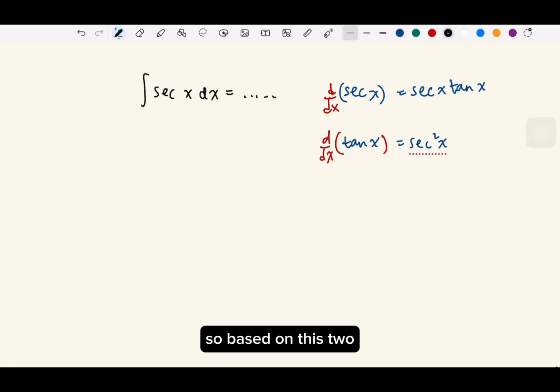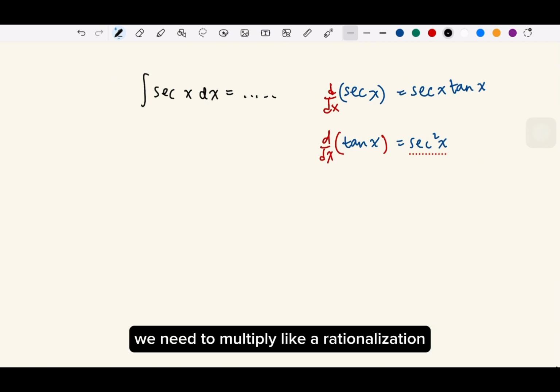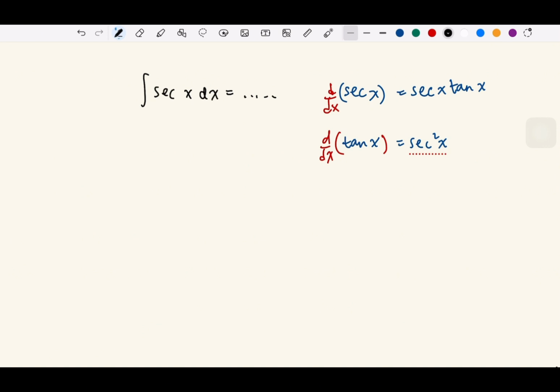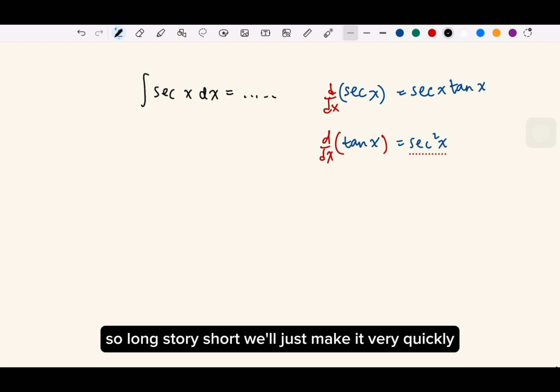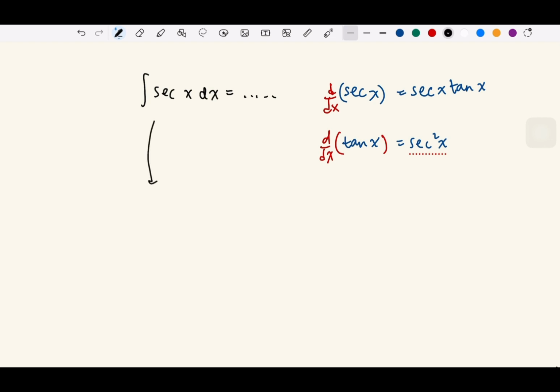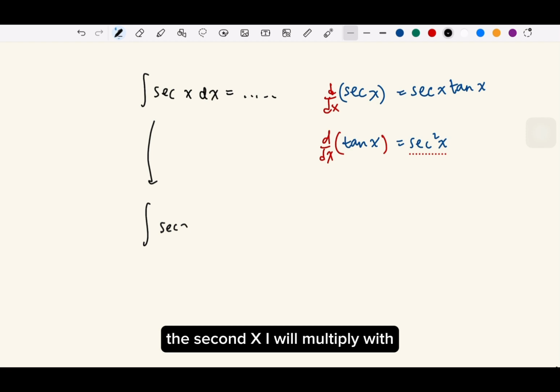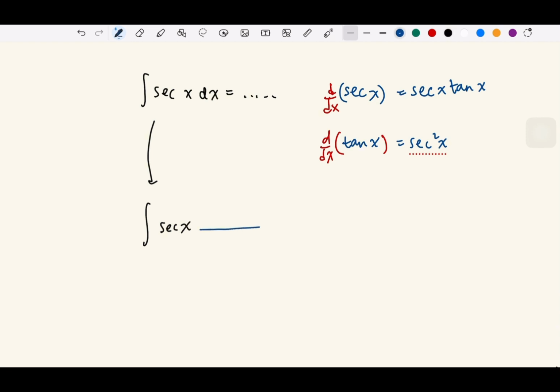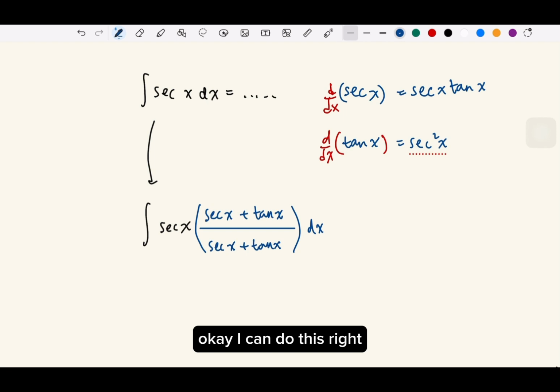So based on these two, we need to multiply, like a rationalization, something with the secant that we can relate to these two. So long story short, the secant x, I will multiply with secant x plus tangent x over secant x plus tangent x. Okay? I can do this, right?